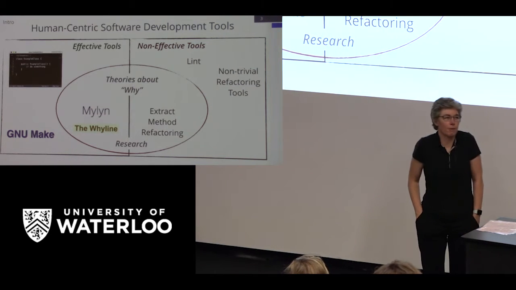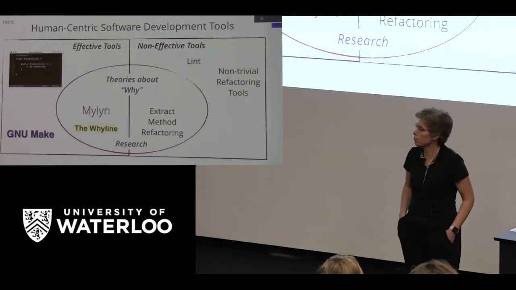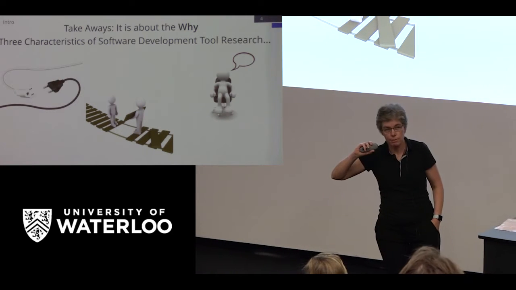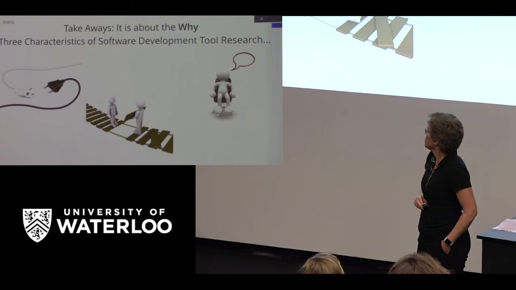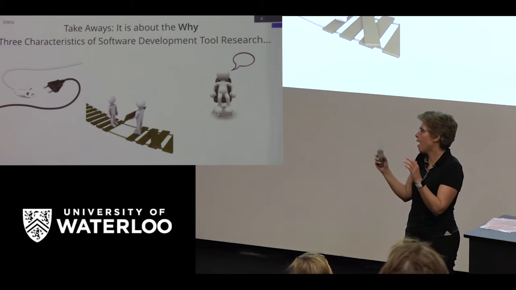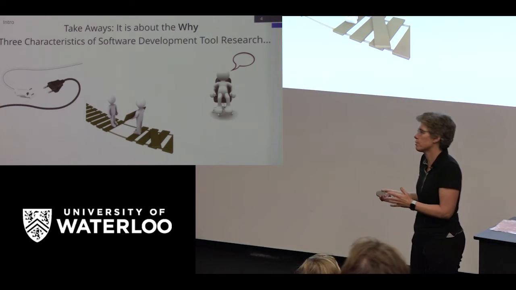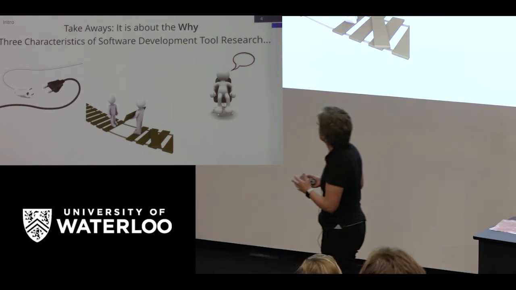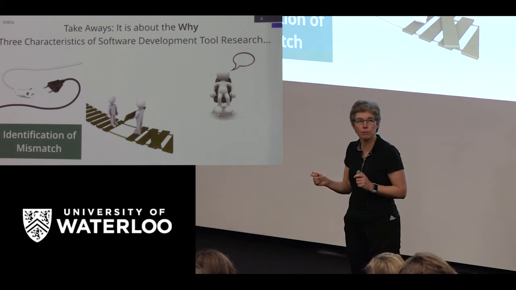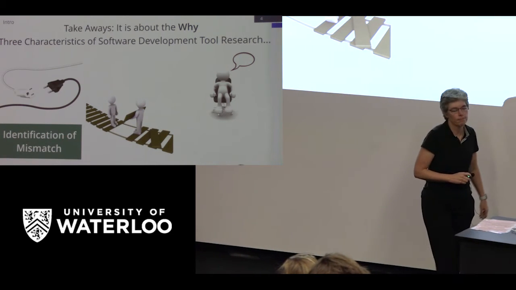So what do I want you to take away from this talk? I'm going to try and convince you that there's really, that's the research. There's 3 different parts. One part is about identifying what are the mismatches between how people think about software and what they need to do and the tools that they use. So one part of trying to do software engineering research in this space is identifying those mismatches between how people actually think and work and the tools that they use.